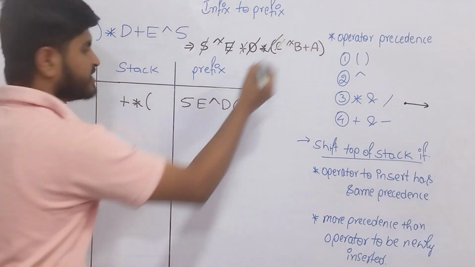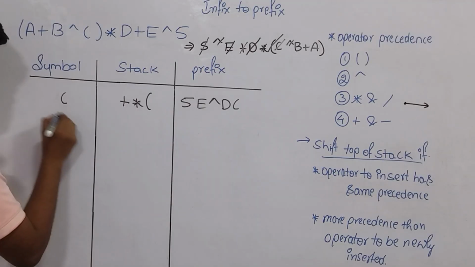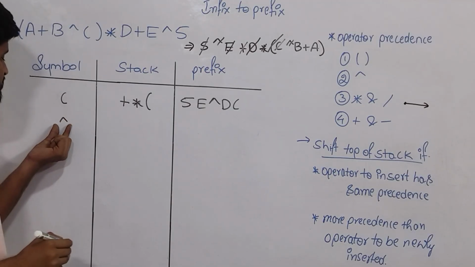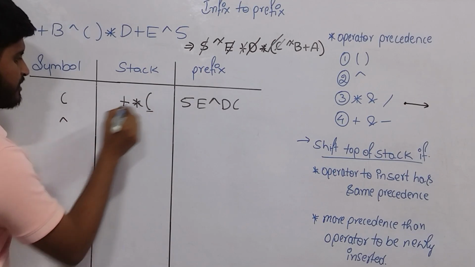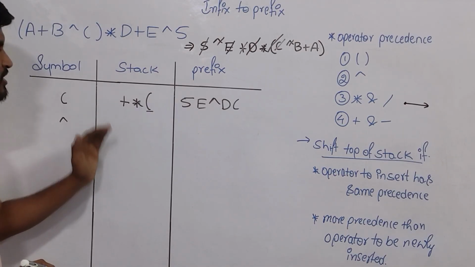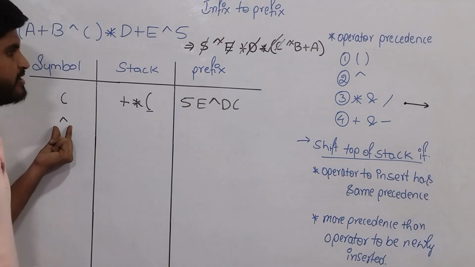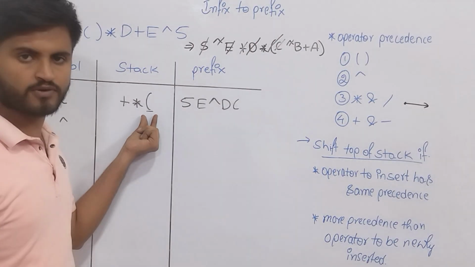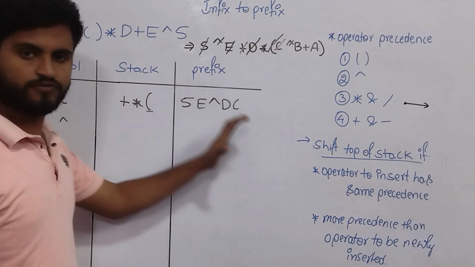Now I want to insert the exponential. So exponential is there. I want to insert exponential. At the top of the stack I have the open bracket. So the value that I want to insert has lesser precedence than the top of the stack. That means I must shift it.